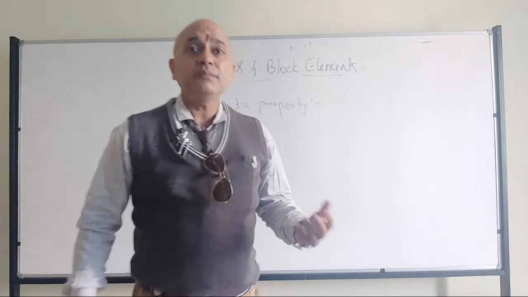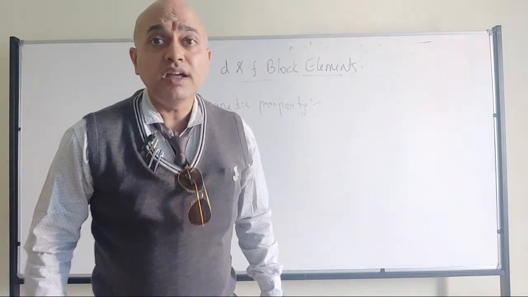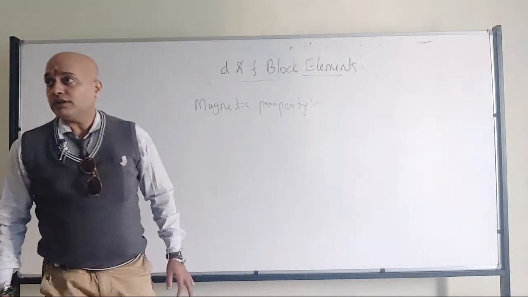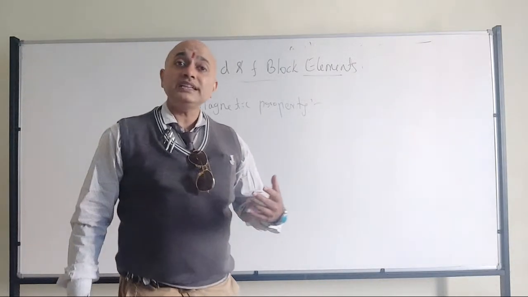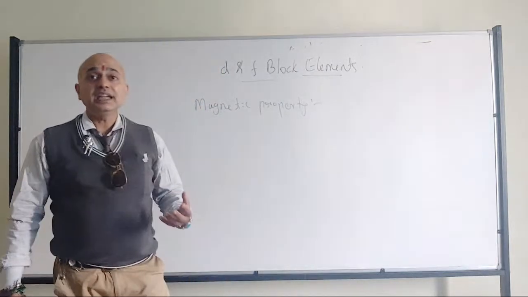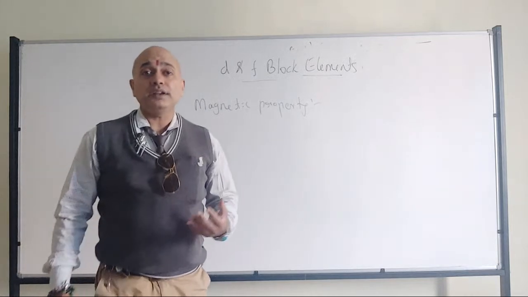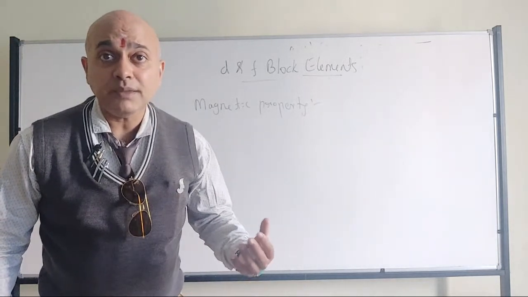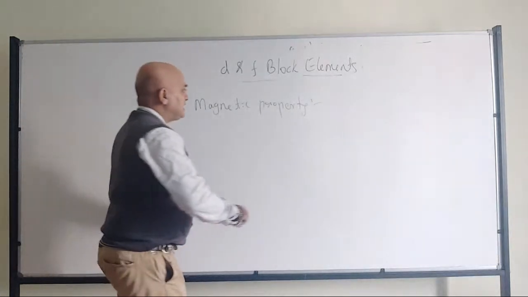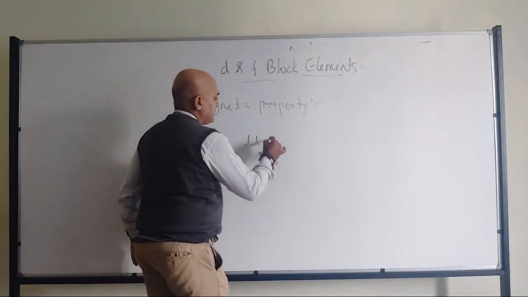Lanthanoids will have a higher magnetic property compared to actinoids. And since the F subshell is involved, not only spin but even the orbital movement of these electrons will have an impact on the magnetic moment. That's where we have a slightly modified equation.